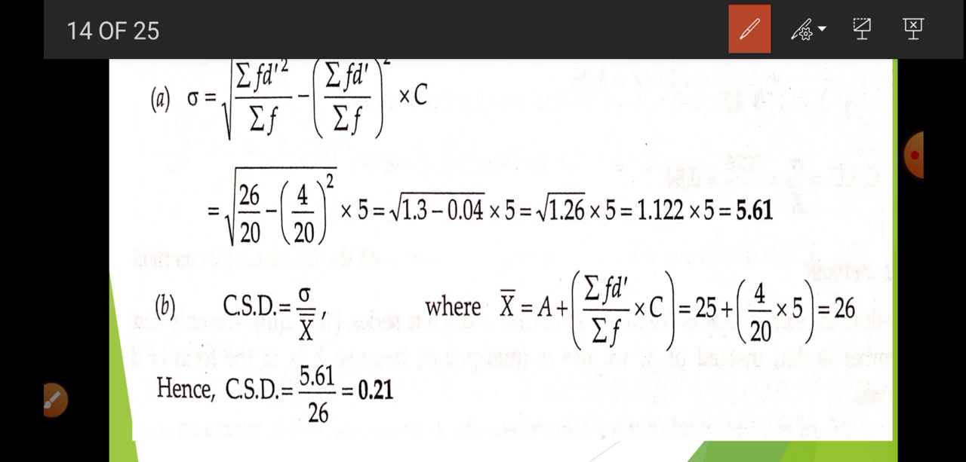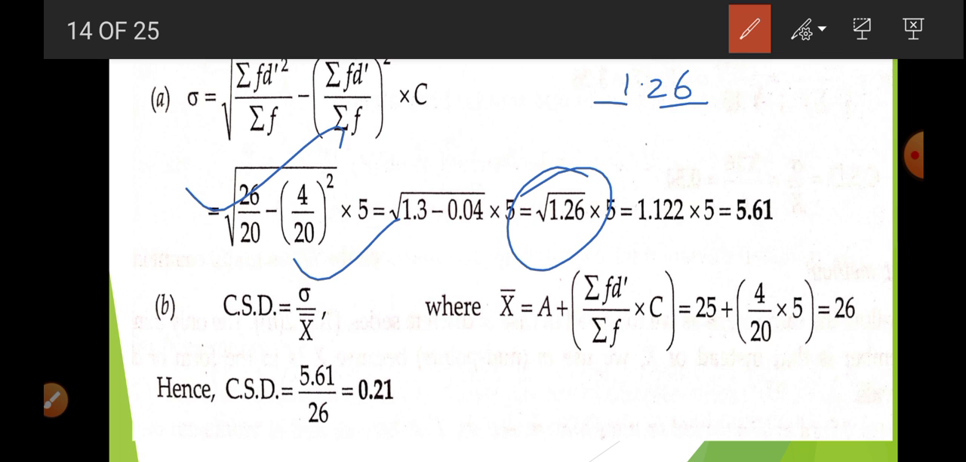Now we are going to put all the values in the equation, and in this way we have to calculate the root of 1.26. Okay, now how are we going to calculate the root of 1.26? So this pair is 26 and from here 1.